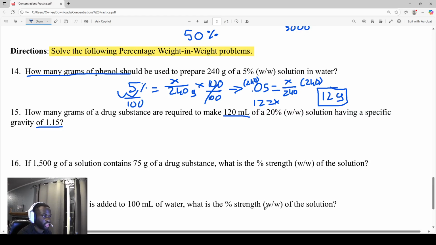So what we would need to do is, I'm going back to the notes to see that volume multiplied by the density is going to equal the mass. So that's going to be, our volume is going to be 120. Density is 1.15. And that's going to be what? 138 grams. So now we have the totality. So we can start doing our math.